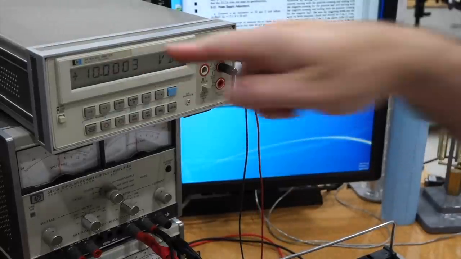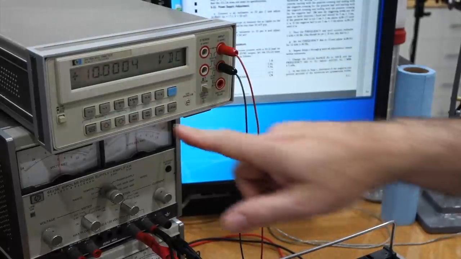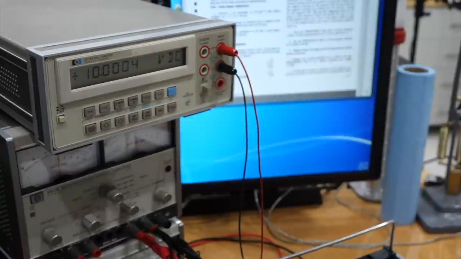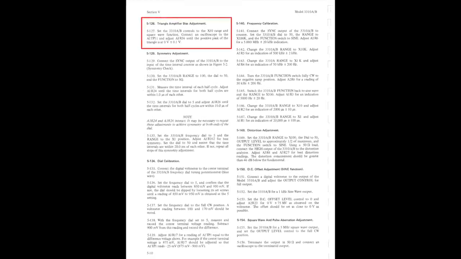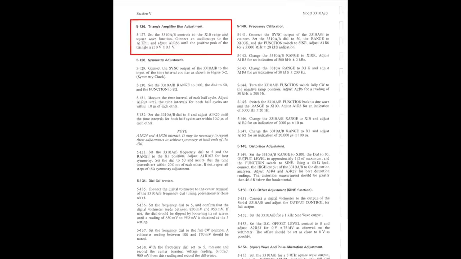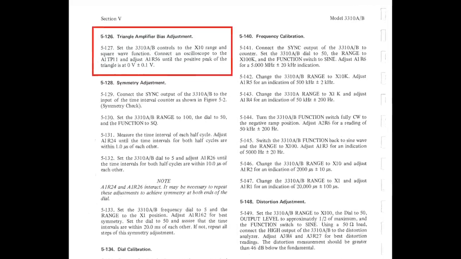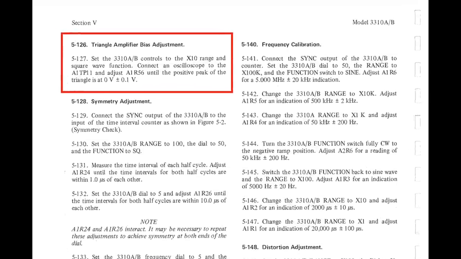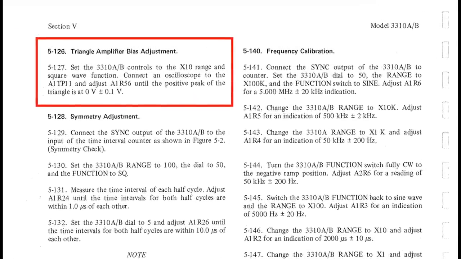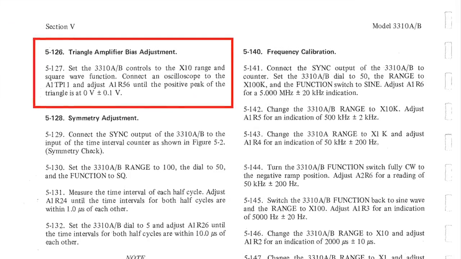Just for the fun of it, I added 10 to it, but it's plus minus 10 millivolts, so we're plenty fine. In the next step, we need to adjust the tip of a triangle wave to 0 volts on the oscilloscope. The signal to monitor is at A1TP11, which means test point 11 on board A1. It should be a pin labeled TP11 on the PCB.